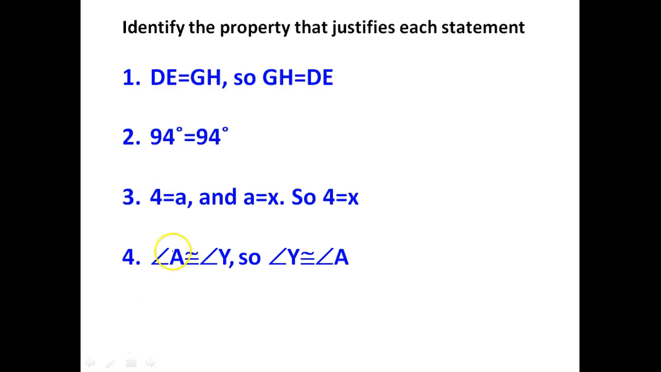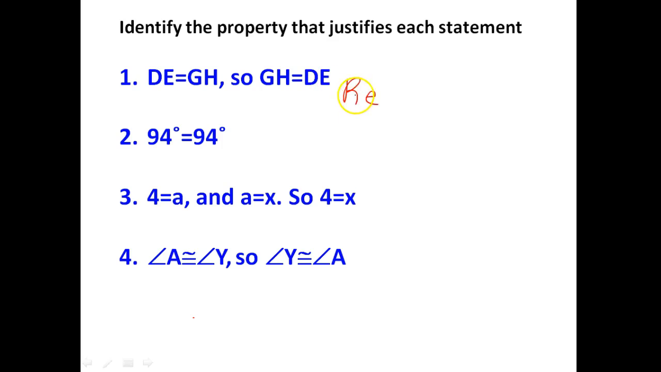All right, so now we're going to go right into examples. So here, automatically you see equal. So these are properties of equality. Equal, property of equality, equal, and then congruence. So let's try the first one. DE equals GH. So GH equals DE. You just swapped sides. So it is the symmetric property of equality. And I'm not going to write it all the way out.